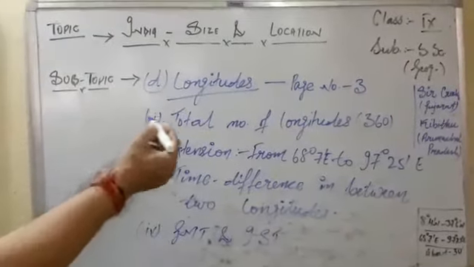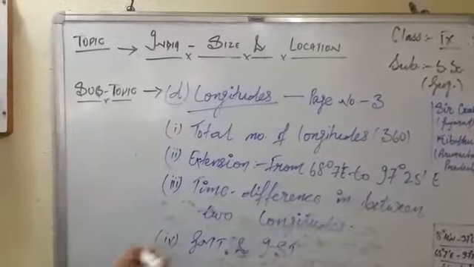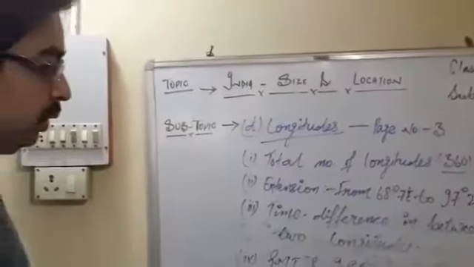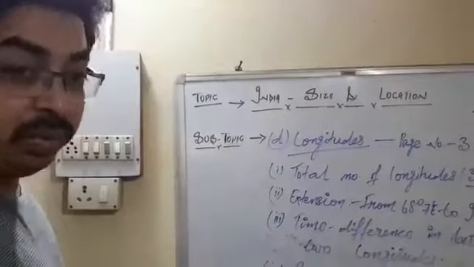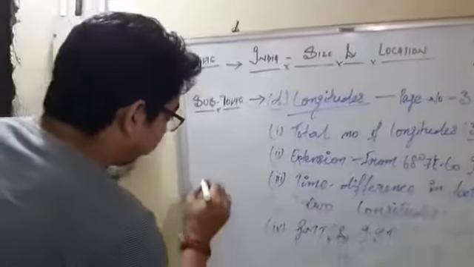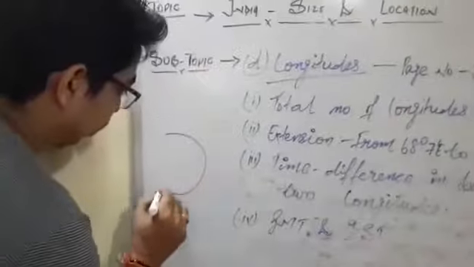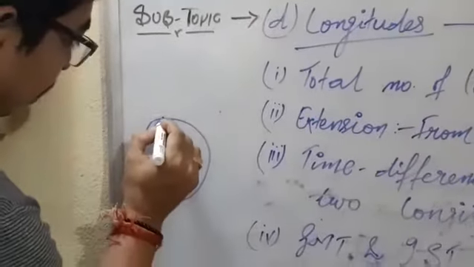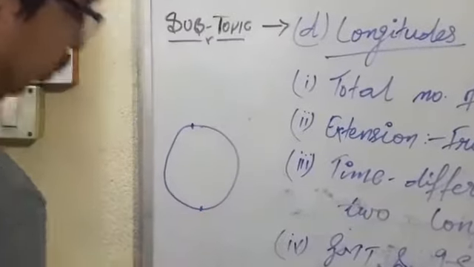So these imaginary lines are actually 360 in number, 360. So how do we come to know the 360? If you go through our Earth, here we just see the North Pole and South Pole.